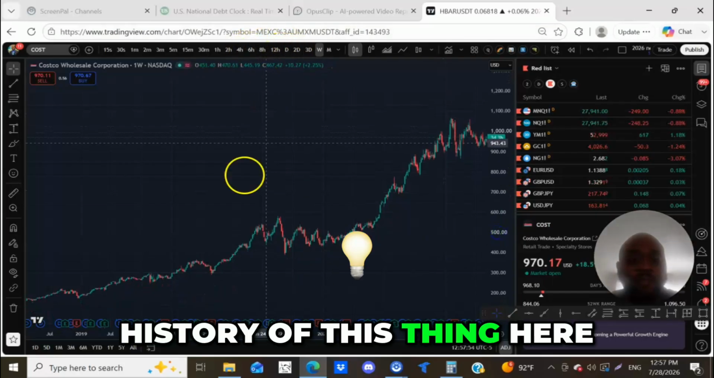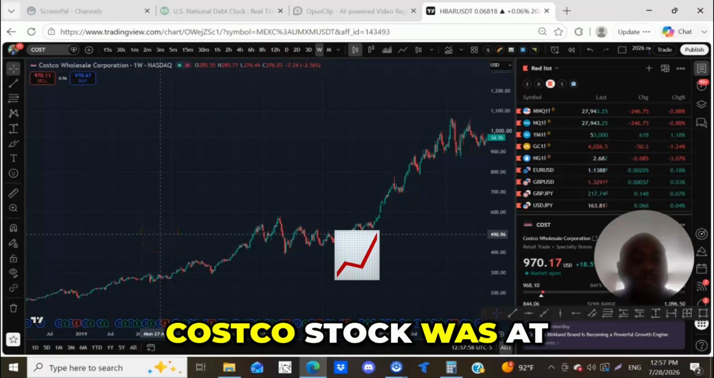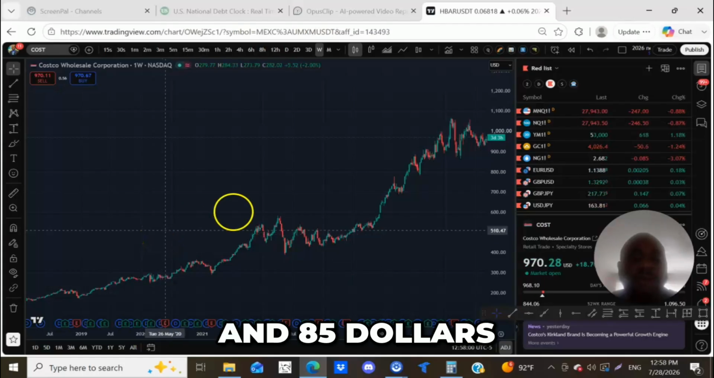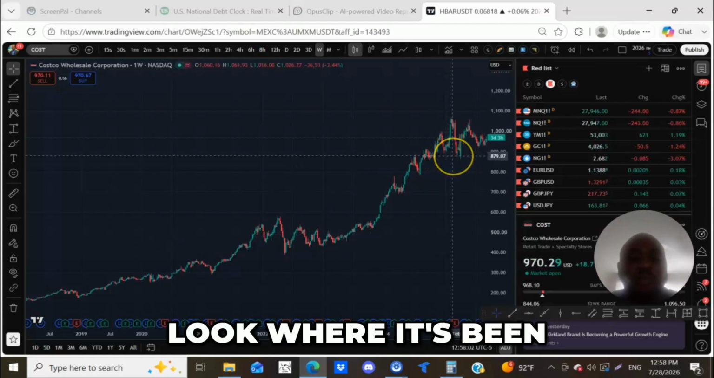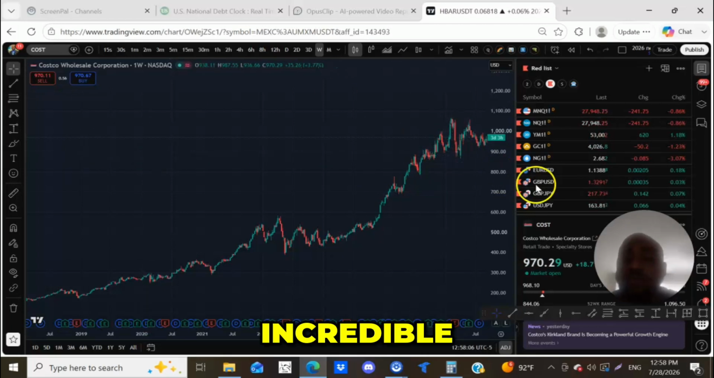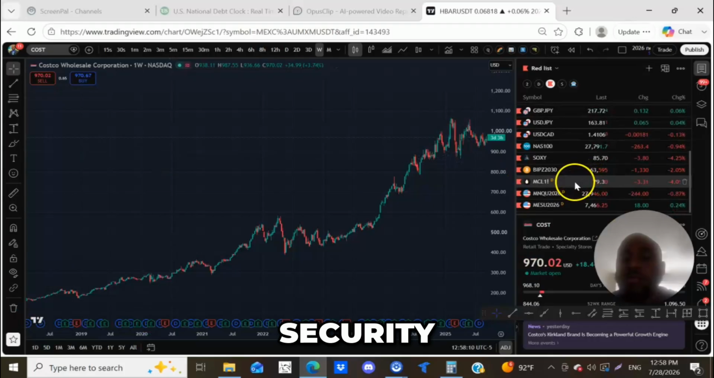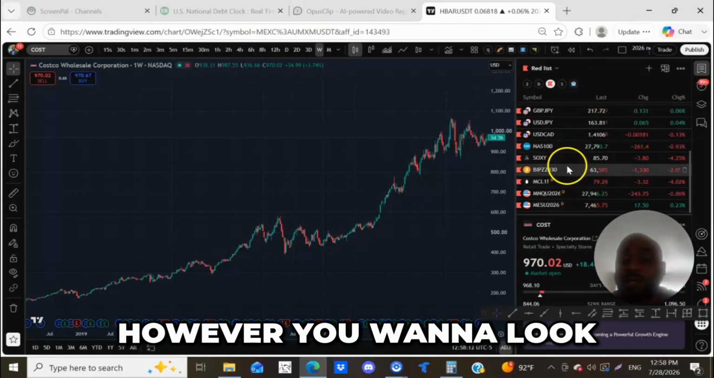Let's look at the history of this thing here. So I'm going back, I'm in 2020. At one point, Costco stock was at $285. Look where it's been, as high as $1,000. Incredible gains, security, retirement, however you want to look at it.